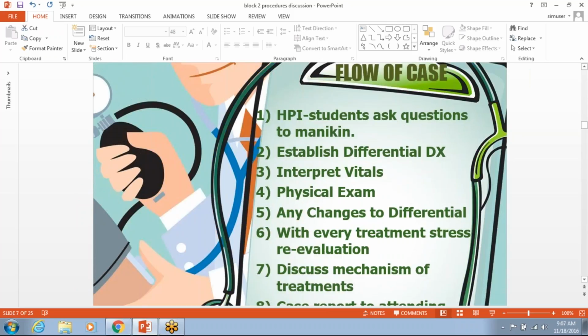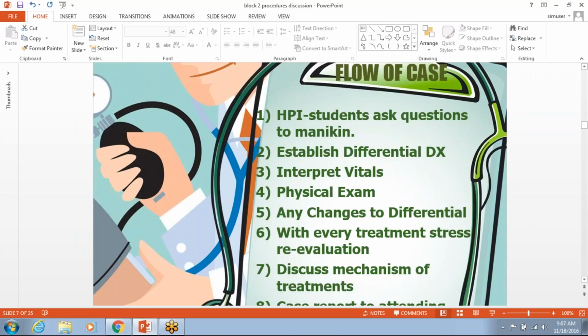So how would we like the flow of the case to go? First, starting with the HPI. The student should ask the questions. I'd like the students to ask the mannequin the questions. So it's not that they're talking to you as a facilitator, but they should be talking to the patient, the mannequin, and then you speak for the mannequin or the patient. And I like for one student to start the whole process off with as much HPI as they can do, and then you could take turns from there.